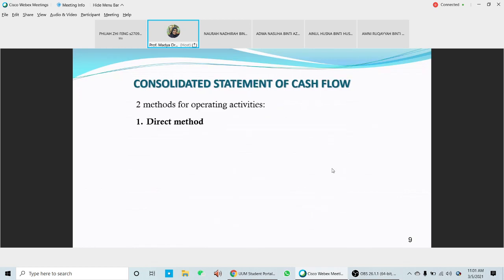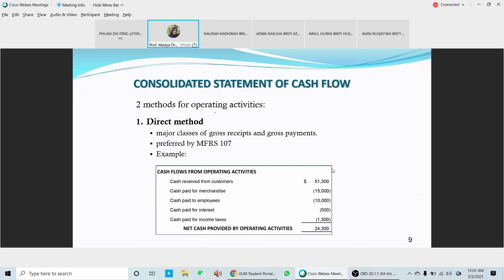Okay, and then there are two methods to prepare the operating activity. For the cash flow statement, the difference between the two methods is only for the operating activity. If you look at the statement of cash flow, you're going to have operating, investing, and financing. We have three activities. So for the operating, there are two methods to find it. The first one is the direct method, and the second one is the indirect method.